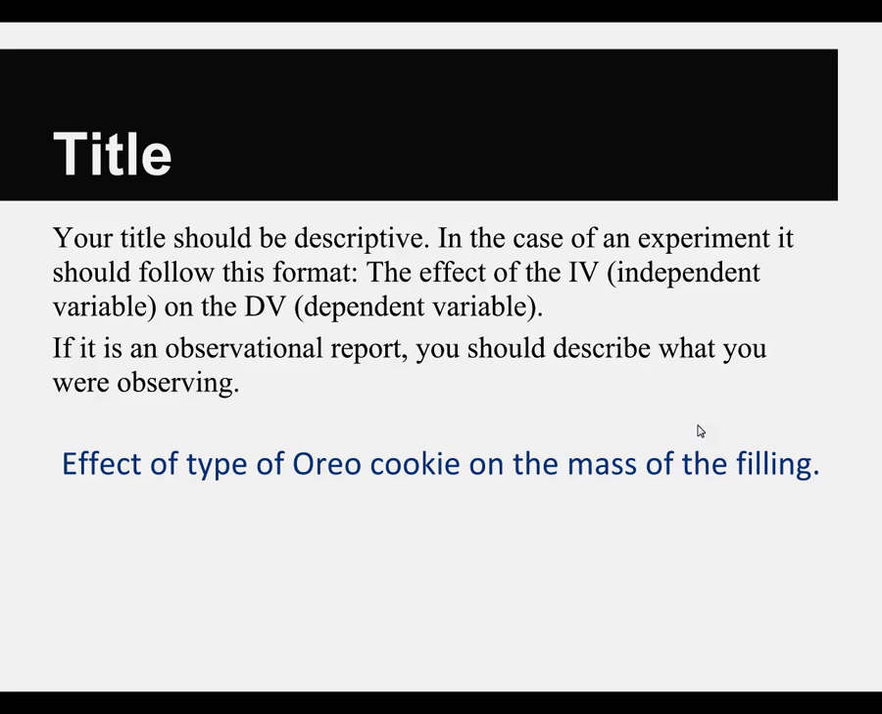And that's important. If you're doing an observational report, which would be surveys, so if you're surveying people's opinions on the current crisis in Syria, then you would have a more descriptive title. But otherwise, if you have an independent variable and a dependent variable, this is the format of your title.